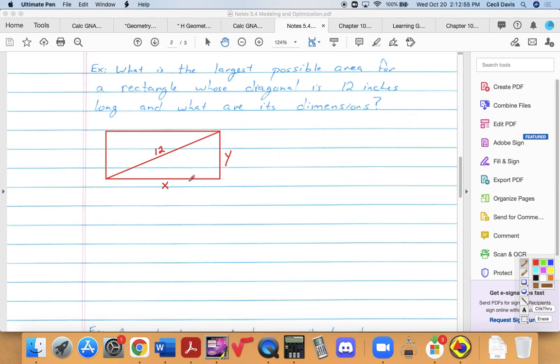All right, and we could call this base and height, or we can call it x and y. It really doesn't matter a whole lot. We want to maximize the area, so we need an equation for the area. Well, the area is equal to x times y.